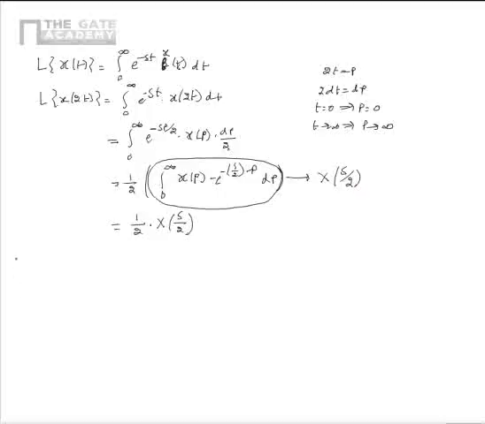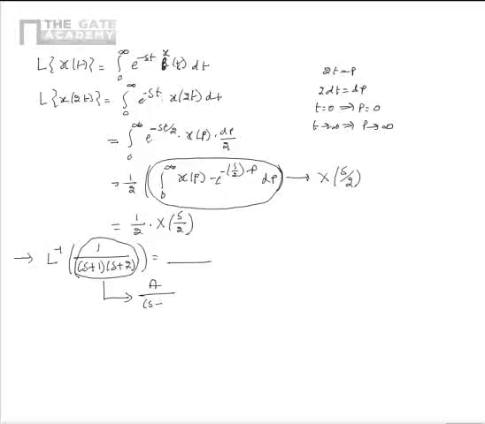Now let us look into another problem in which we need to find the inverse Laplace transform of 1 by s plus 1 multiplied by s plus 2. We know that the term 1 by s plus 1 multiplied by s plus 2 is not of standard form. This can be brought into a standard form by splitting into partial fractions.